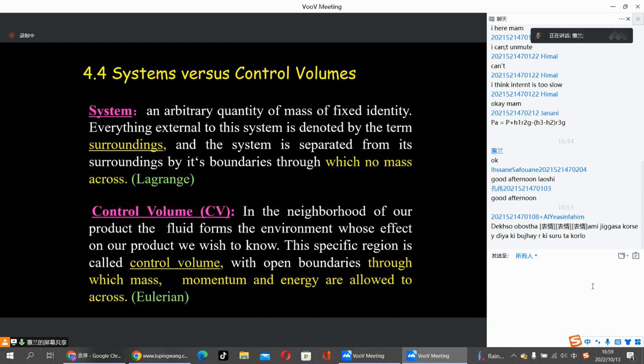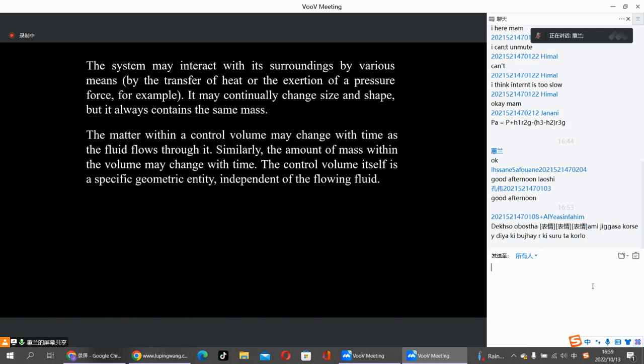On the contrary, there is the control volume. A control volume is actually a collection of space points. It is just a specific region, a geometrical region. The control volume has open boundaries, because through the boundaries, which isolate the control volume from the environment, mass, momentum, and energy are allowed to occur. This is the Eulerian point.